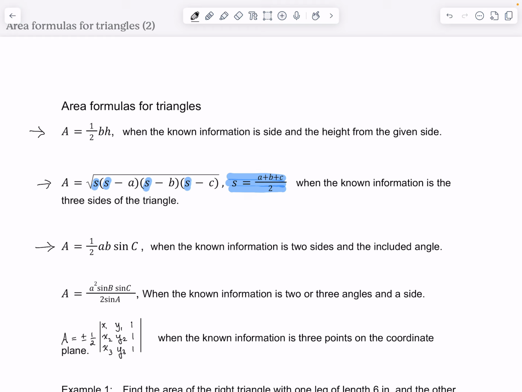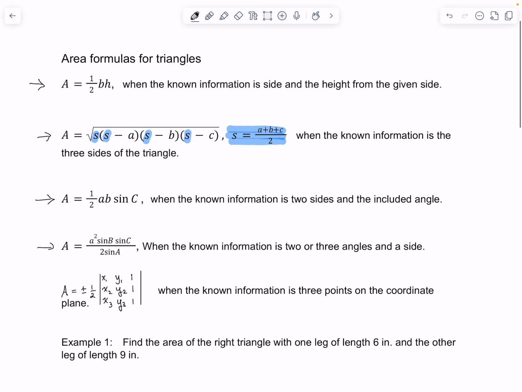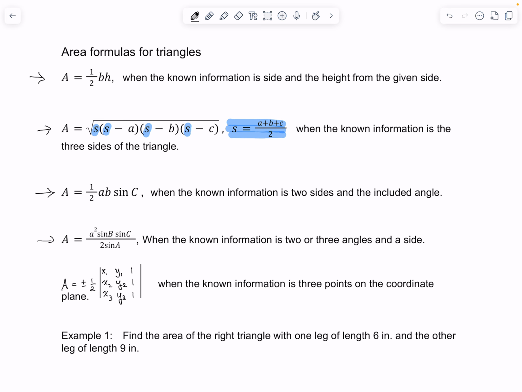If we know 2 or 3 angles and just a side, then we'll use the formula that the area of a triangle is the side that we know squared times the sine of the angles that are not opposite that side, multiplied together and divided by 2 times the sine of the angle that is opposite the side we know.